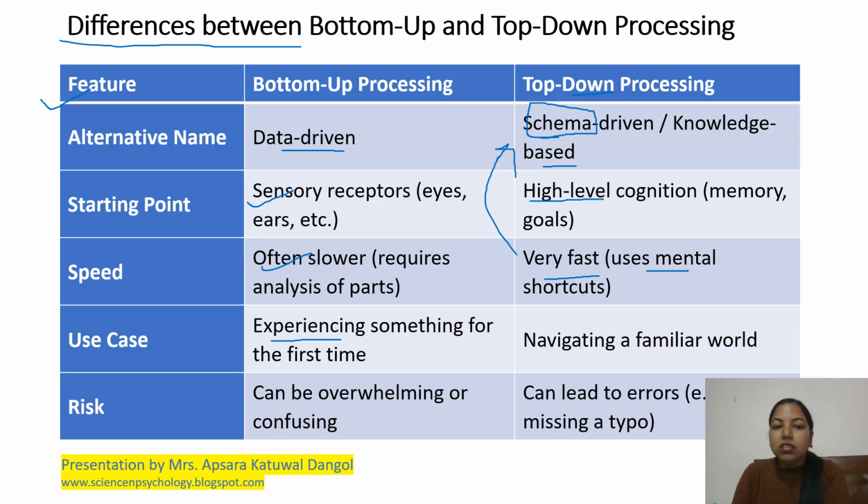And bottom-up processing means experiencing something for the first time. But top-down processing means navigating a familiar world. And bottom-up processing can be overwhelming or confusing. But top-down processing can lead to errors, for example, missing a typo or a spelling. These are the differences between bottom-up and top-down processing.